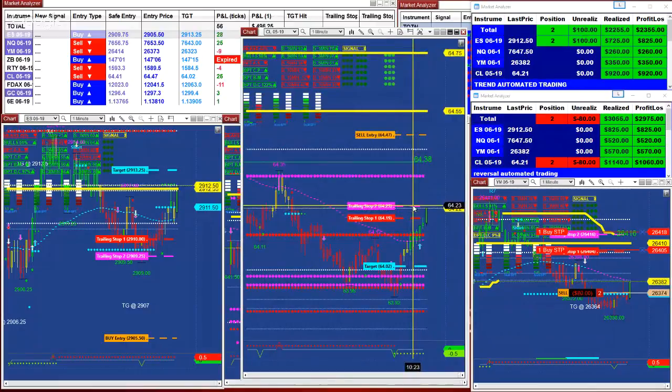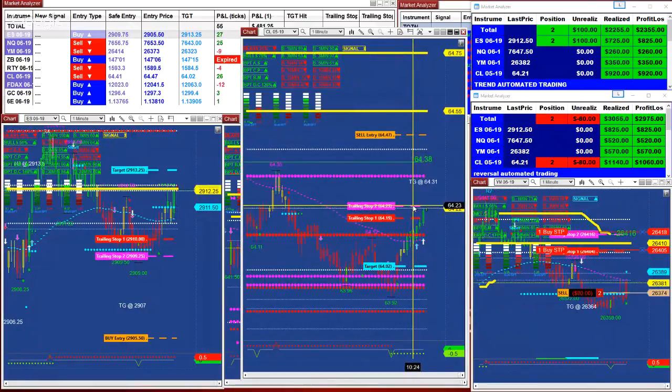The 64.23 is an extremely critical point on the CL. We're either going to reverse from that area, or we are going to have a new signal. So this is the key right there. And it seems like there are buyers coming into the CL. Let's see if we are going to have a new signal.